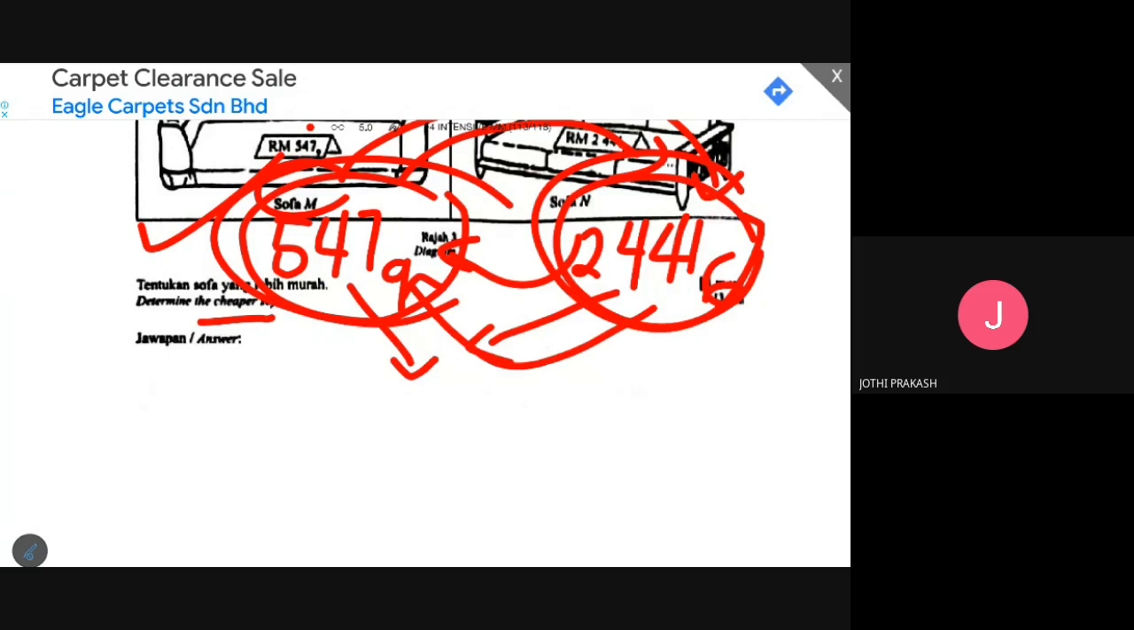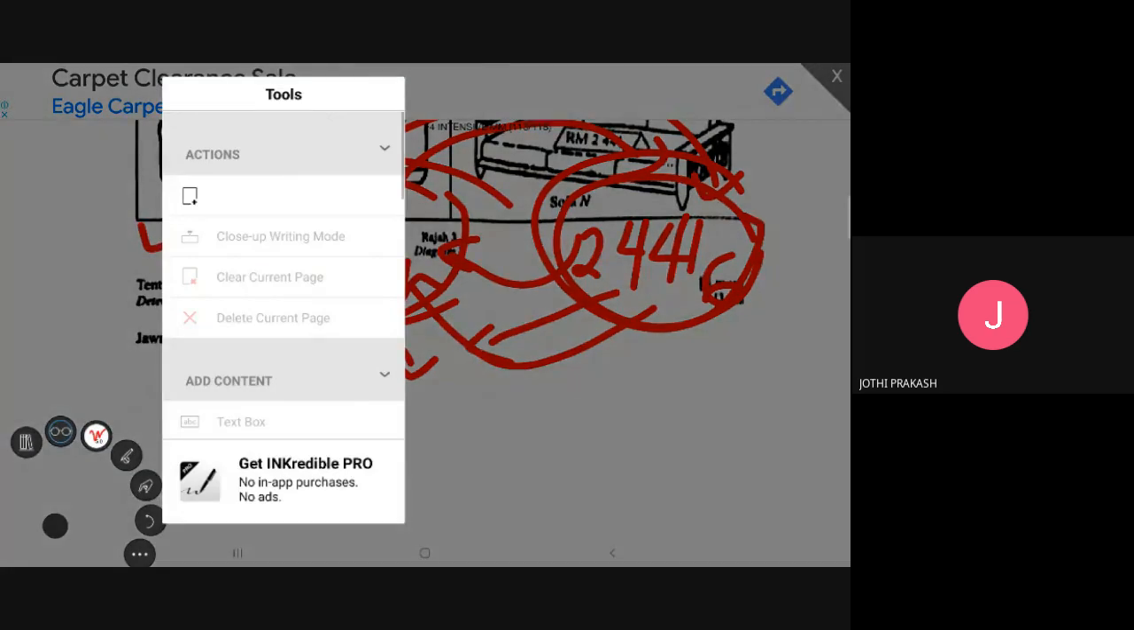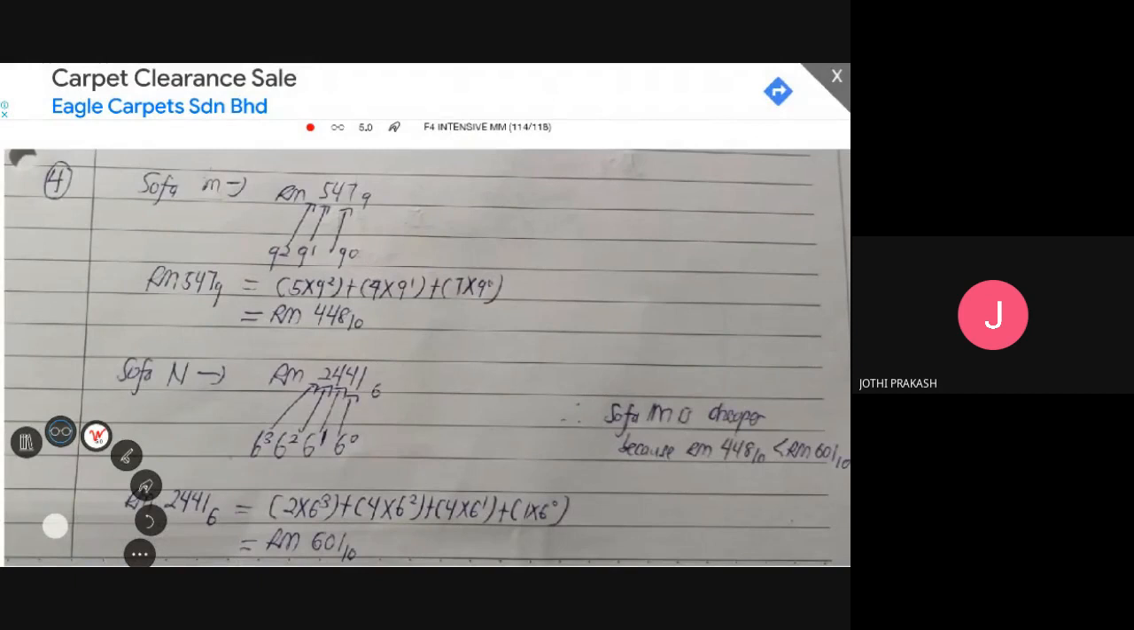Yeah. You're supposed to get 601 guys, not 61. Kamu sepatutnya dapat 601 for sofa N. Okay, so I think careless mistake lah again. So this is how you should do actually. Okay, kamu sepatutnya dapat jawapan 448 dan 601.